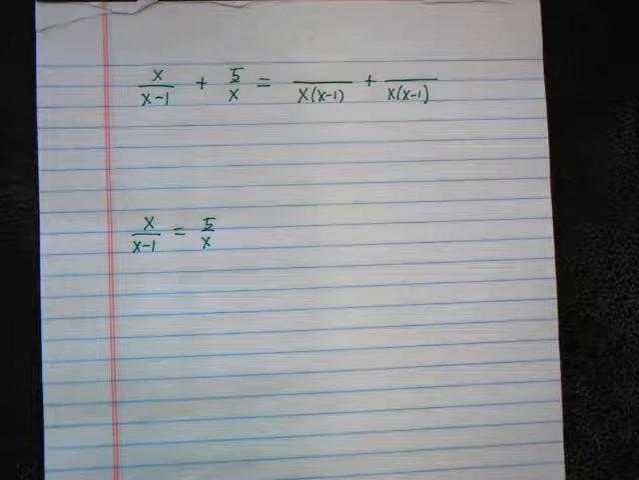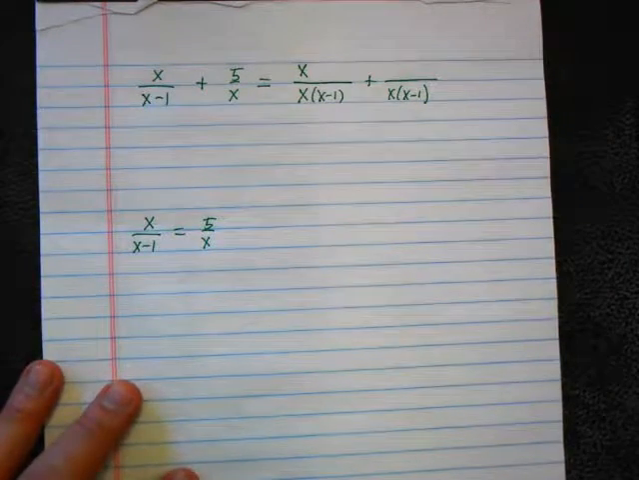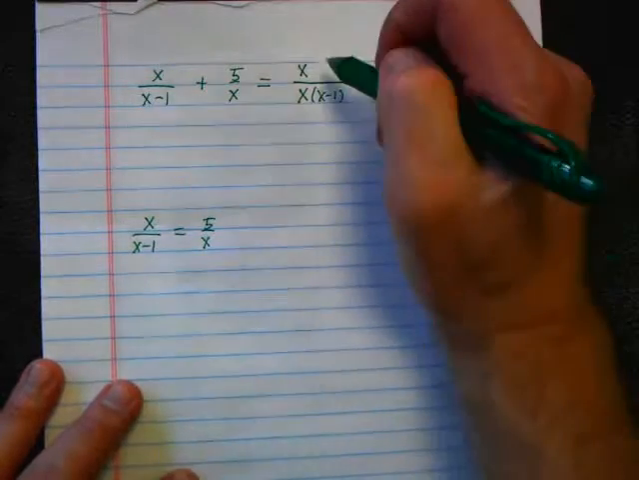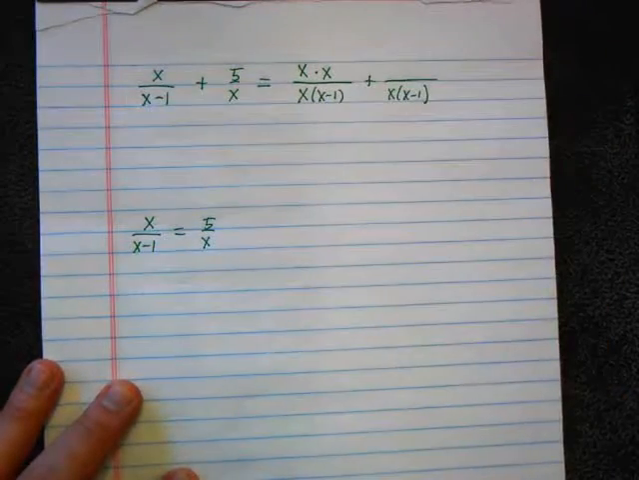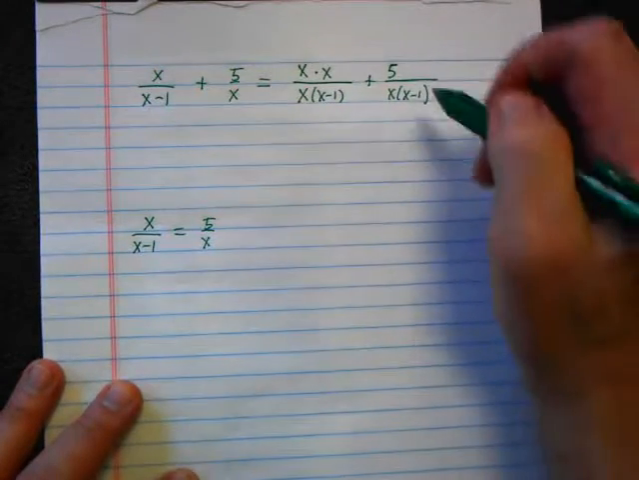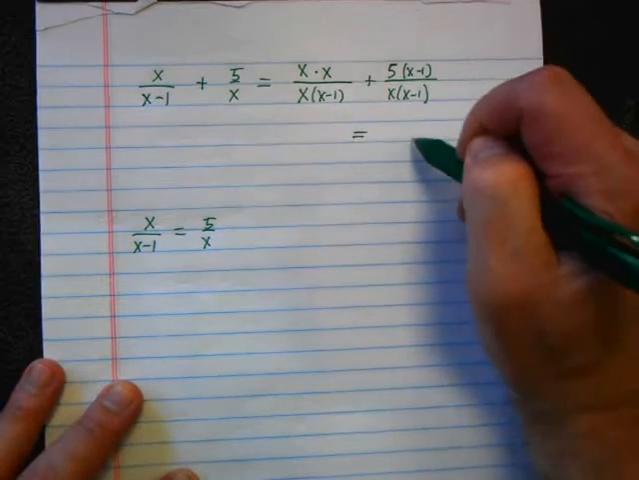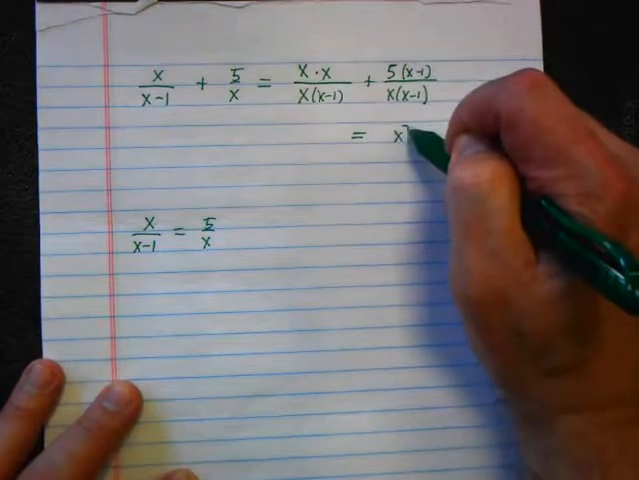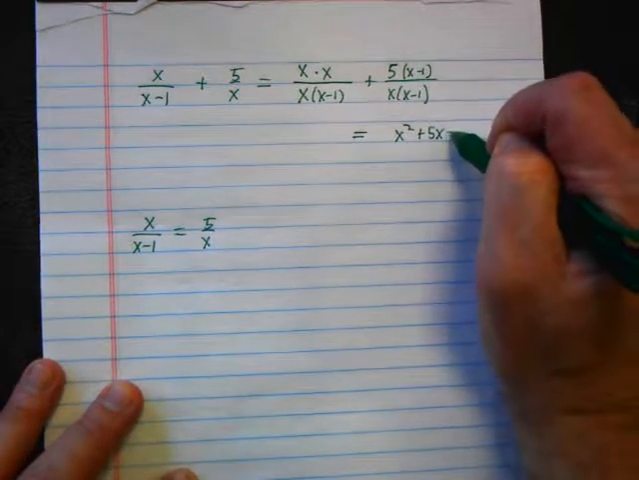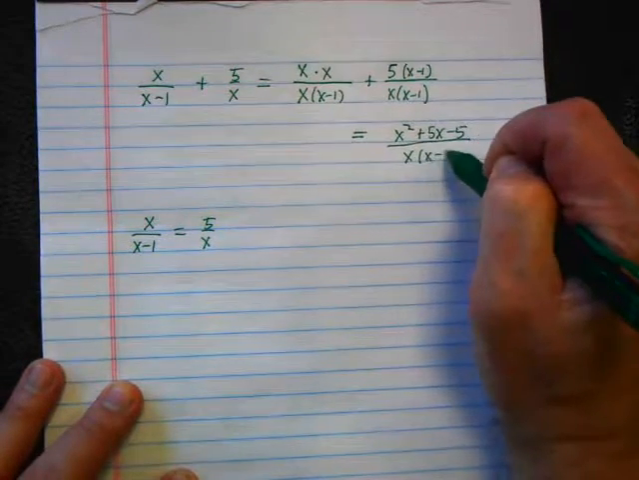So the first fraction had an x up on top to begin with. What new thing did I put on bottom? Another x. I need an x on top. The second fraction had a 5 on top to begin with, and the new thing on bottom is x minus 1. So the answer to this one would be x squared plus 5x minus 5 over x times x minus 1.